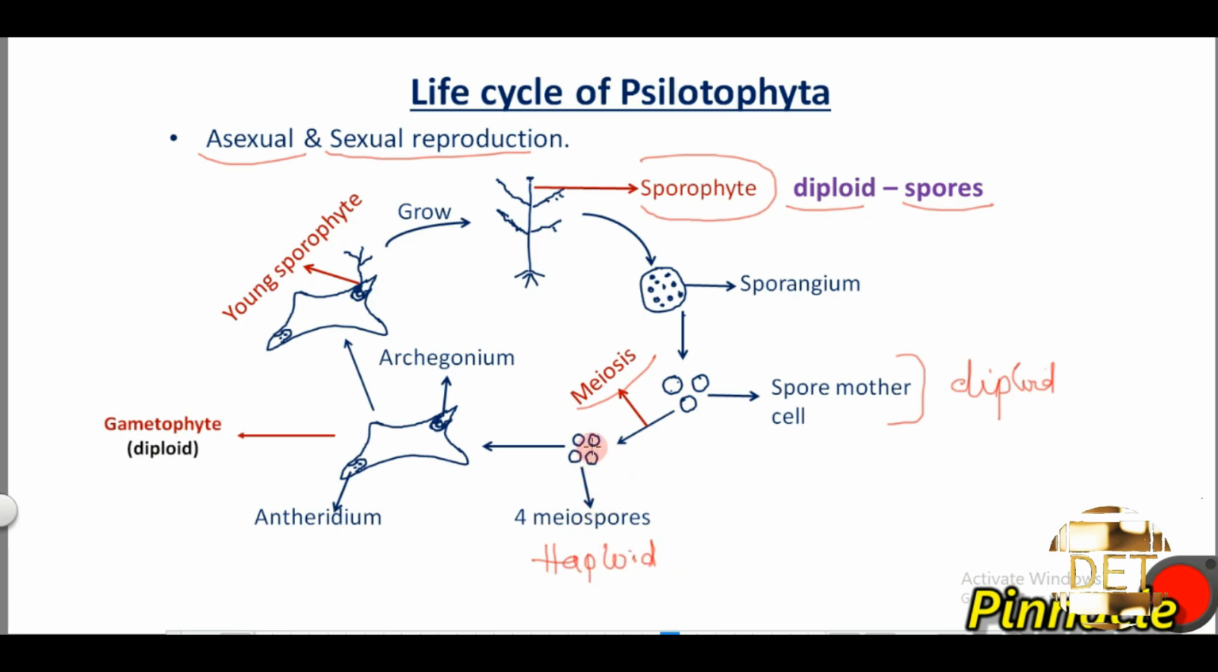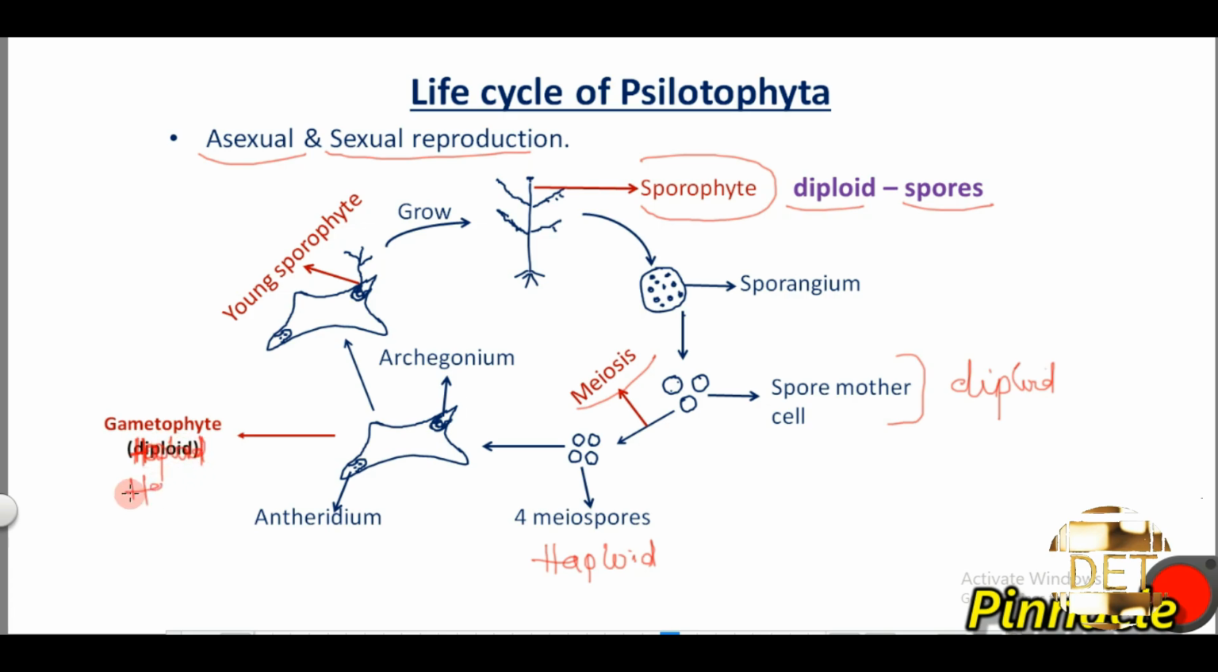Remember, the division will take place inside this sporangium. I'm just bringing out the spore mother cells. When this sporangium ruptures, it releases the meiospores, and on getting to a suitable substratum, a suitable environment, it develops into the gametophyte plant. So this is the gametophyte plant that you have here, and it is haploid in nature.